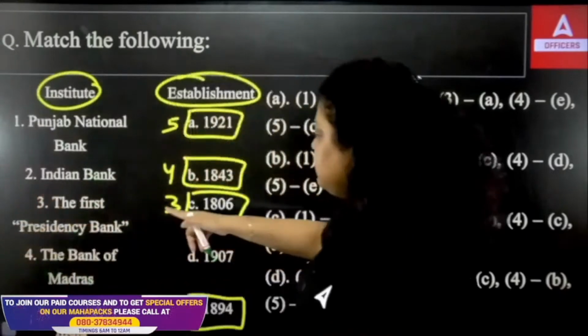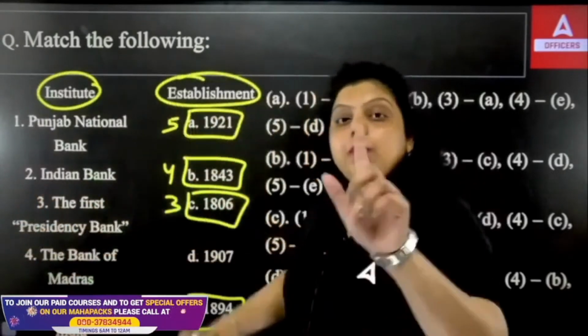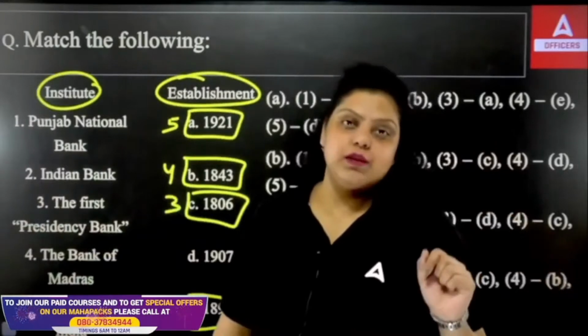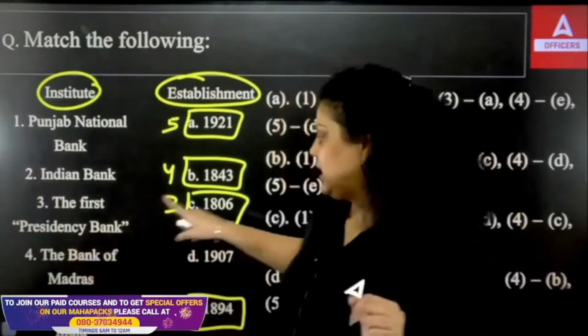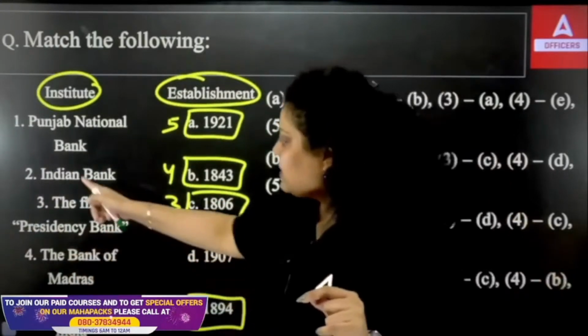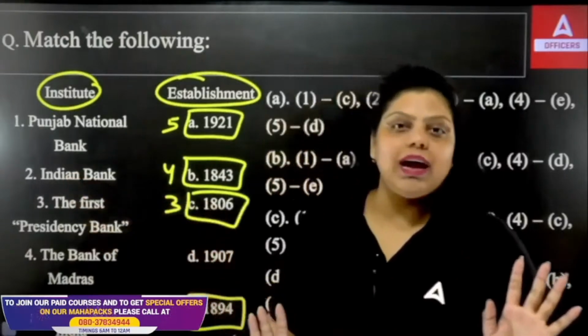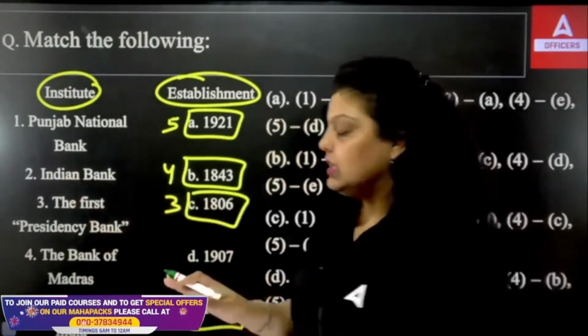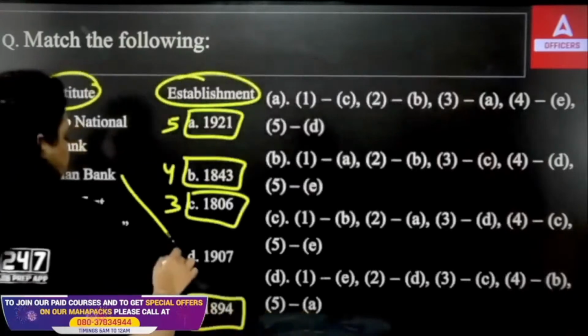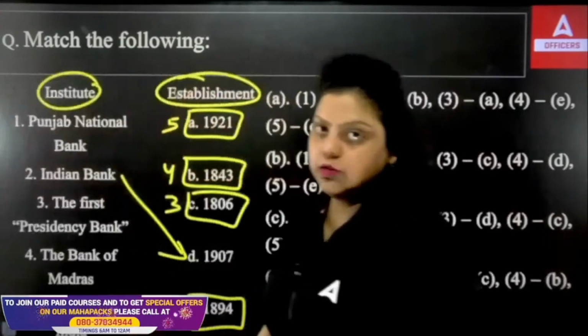So one more Presidency Bank was there. The first Presidency was Bank of Bengal. The second was Bank of Bombay. It was established in 1840. And the third was Bank of Madras, established in 1843. It means then the Indian Bank was 1907. I really didn't know the establishment of Indian Bank. Now do remember, Indian Bank was established in 1907.